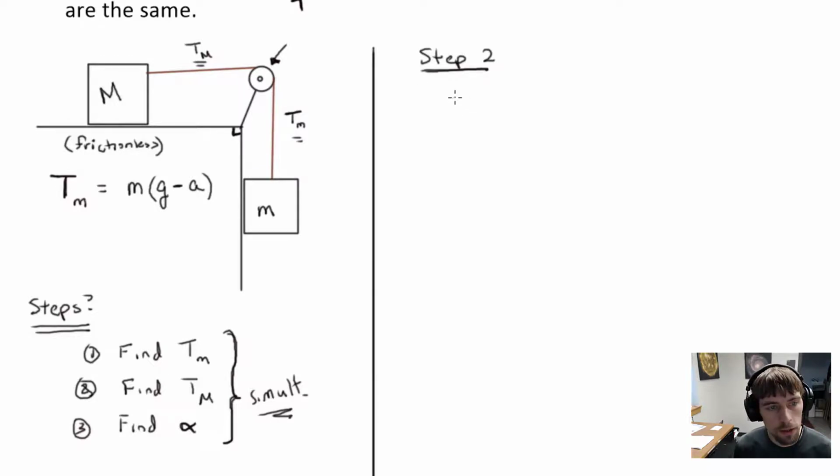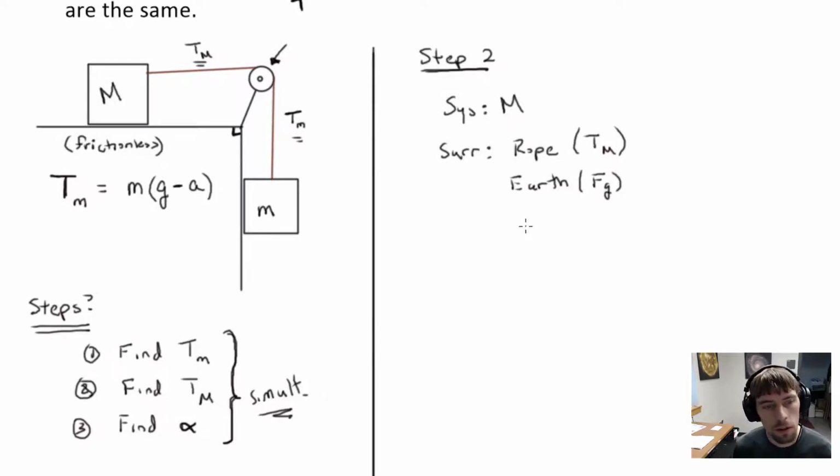And here, what I will do is let's take the system to be big M. We'll take the surroundings. Well, what do we have? We have the rope, which is this tension force. We have the earth, which is the gravitational force, Fg. And we have the surface. I'll call surface. And we have that normal force. I'll just call that N.